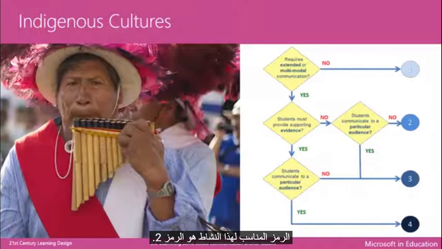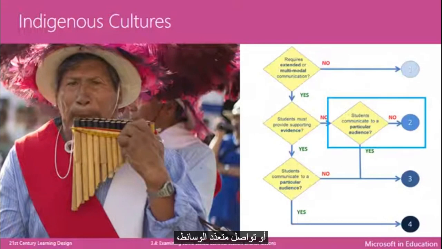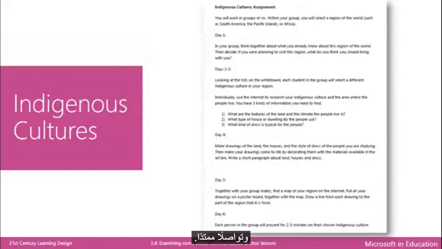The Indigenous Cultures learning activity can be coded as a 2. The students are required to produce extended communication or multimodal communication, but they are not required to provide supporting evidence or design their work for a particular audience. Where did we get the evidence for this code? If you look at the overview of what the children are asked to do over the course of the 6 days, you will see that they are required to do a number of different things as they engaged in learning about the Indigenous cultures. The learning activity does require multimodal and extended communication.